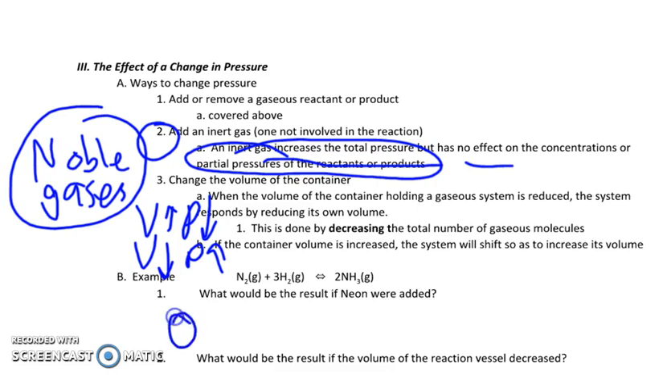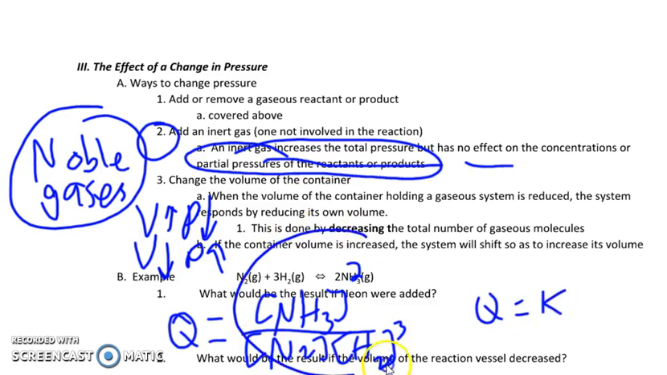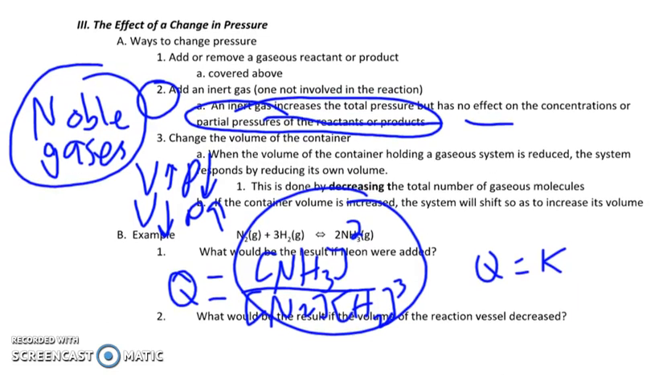So if Q is equal to ammonia raised to the second over nitrogen and hydrogen raised to the third, what if nothing changed? What if the partial pressures or the concentrations did not change? What will Q do? If it's at equilibrium and I add neon, will Q change? No, Q is not going to change, so Q is still equal to K because nothing here changed, therefore there won't be any change. So what would be the result? Nothing.